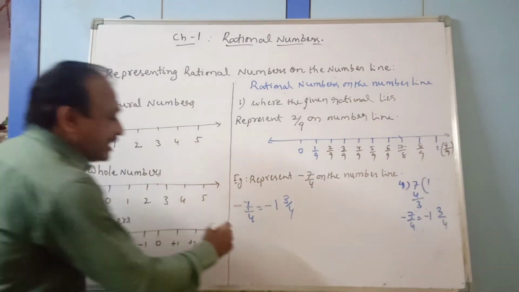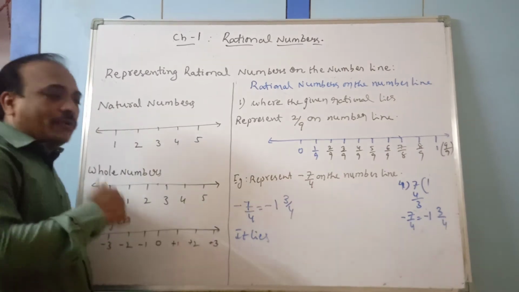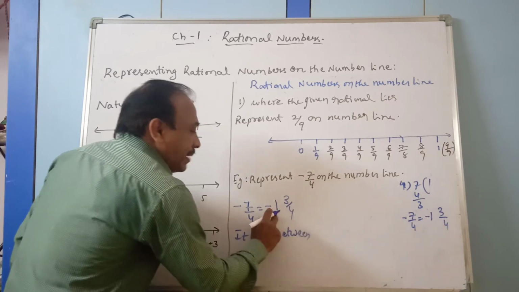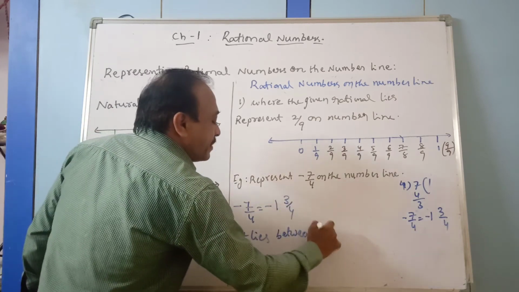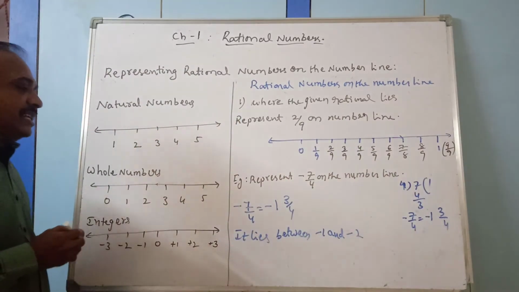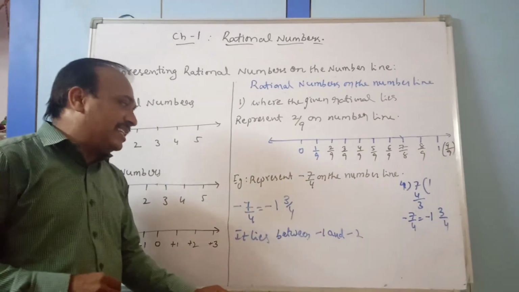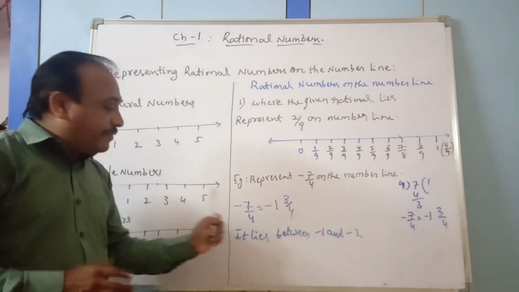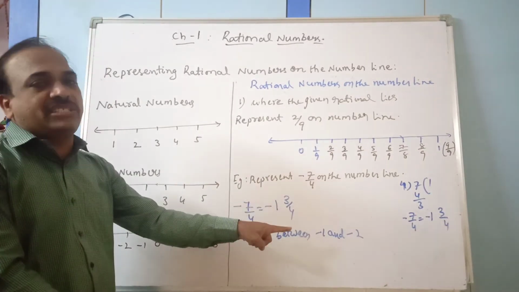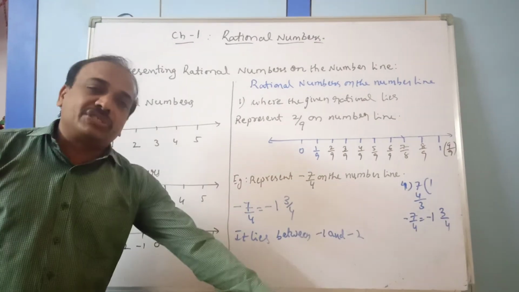That means it lies after minus 1 and before minus 2. Minus 1 3 by 4 lies between minus 1 and minus 2. Is it clear? When you convert into a mixed rational, then you will understand where it lies when you get an improper rational.